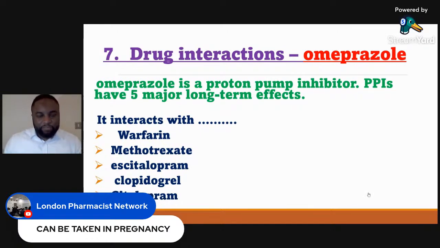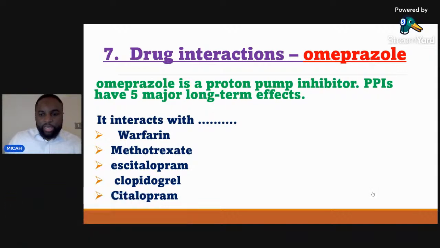PPIs have 5 major long-term effects. Obviously, it doesn't happen to everybody, but it's important to be aware of some of the long-term effects of taking PPI. What are those? The first one you need to be aware of is that PPIs can mask gastric cancer symptoms. That is the first one you need to know.